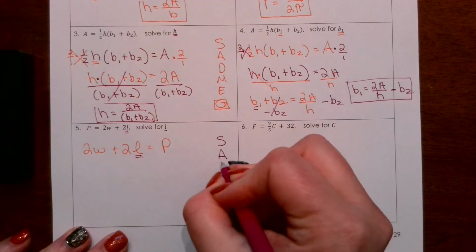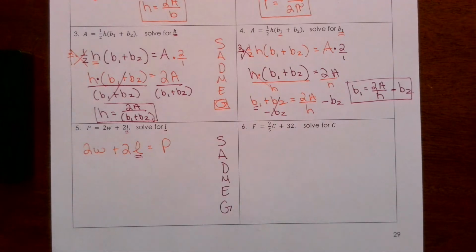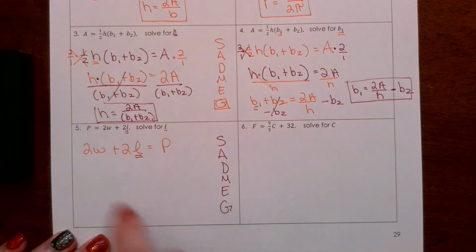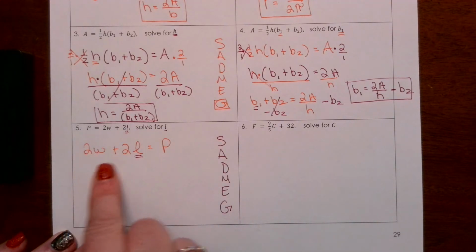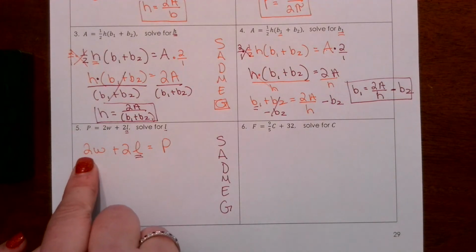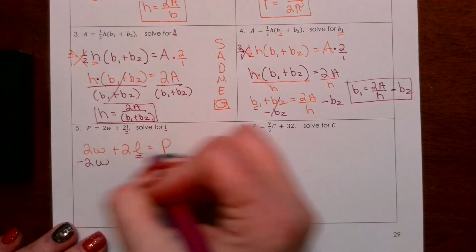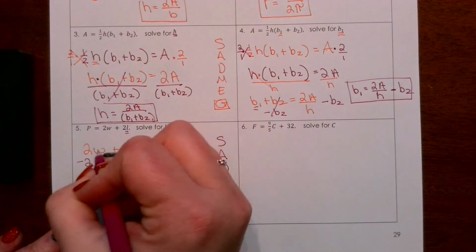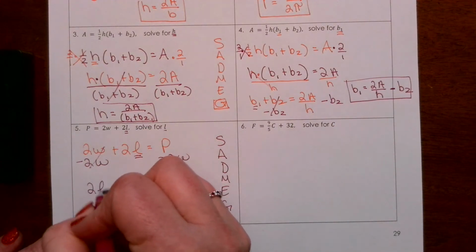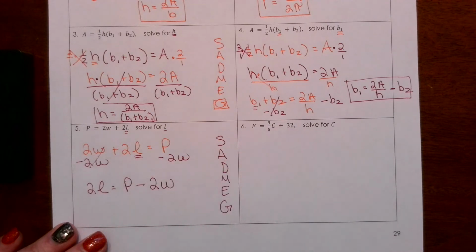I'm going to write SAD-MEG. And in this case, I don't have a situation where there are any grouping symbols. I've got subtraction and addition. I need to get rid of the 2W, which is attached to 2L with addition. And 2W is a positive. In order to make it 0, I'm going to subtract 2W from both sides. 2W minus 2W is 0. And I have 2L equals P minus 2W.